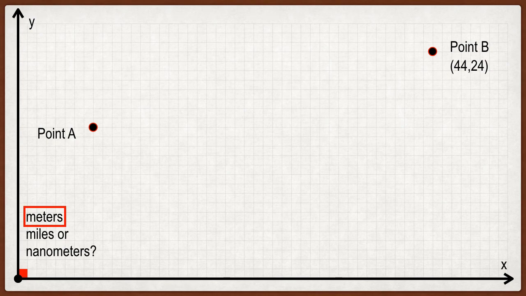And on this particular set of graph paper, this coordinate set, point A has coordinates 8, 16: 8 meters to the right of the origin, 16 meters above the origin, right? And similarly, point B up there has coordinates 44, 24: 44 meters to the right or to the east of the origin, and 24 meters above the origin, or to the north of the origin, you might say.